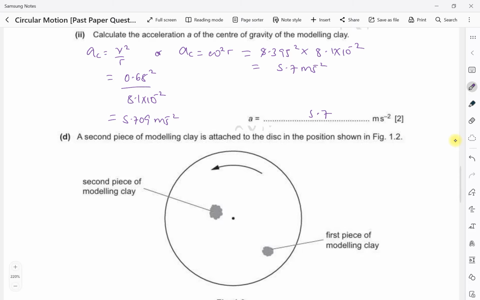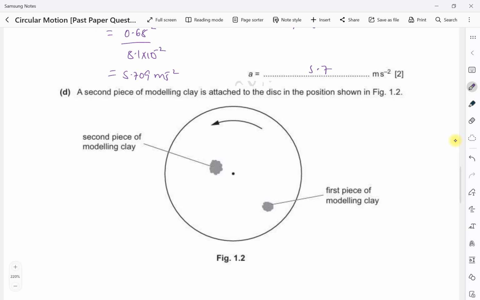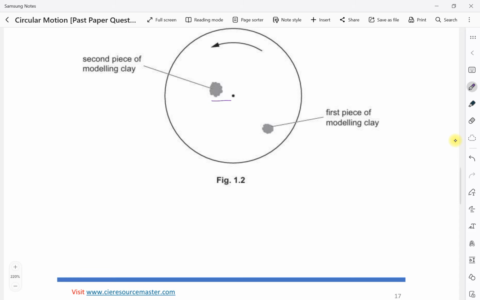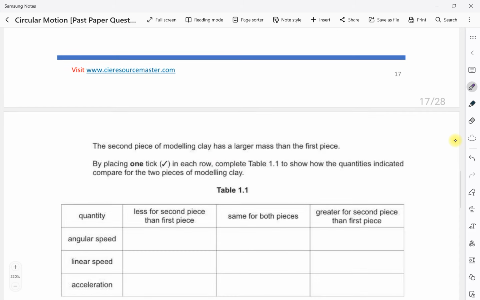A second piece of modeling clay is attached to the disc in the position shown. Okay, it's in a new position, which is even closer to the center. The second piece of modeling clay has a larger mass than the first piece. Remember, the centripetal acceleration is not dependent on the mass.